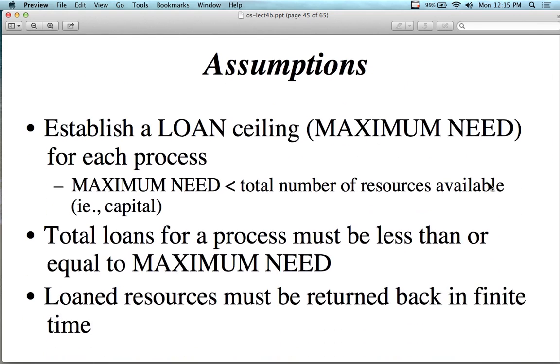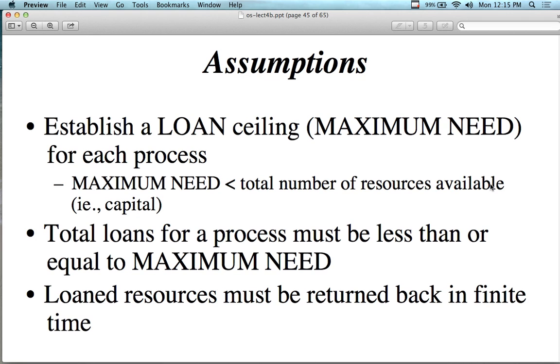So release a resource so we can allocate the resource. Here's the assumption. Establish a loan ceiling. Isn't that what the credit card companies do? It's a loan ceiling. You have a limit, credit limit. It's the maximum need for each one of the processes or each one of the people borrowing money. And the maximum need is less than the total number of resources available or the capital that the loan company or the credit card company is able to loan out.